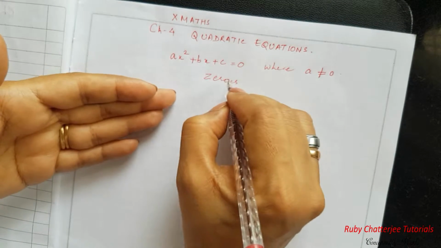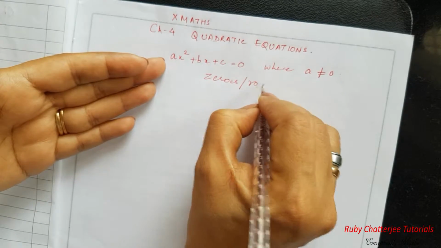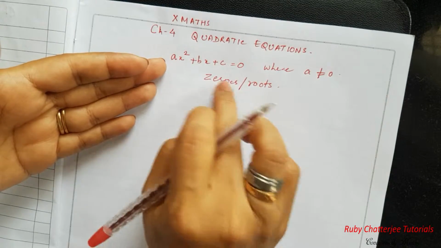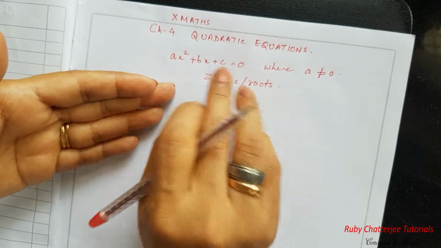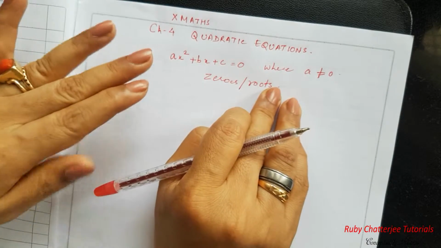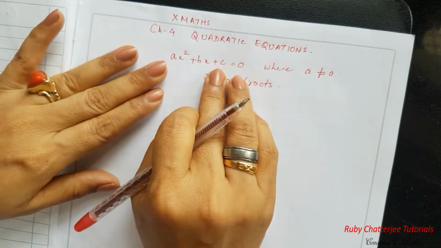Another name that we give to zeros of this equation is roots. We also call them roots. So always remember, roots and zeros, when asked differently in a question, mean the same. That is the solution for this quadratic equation.